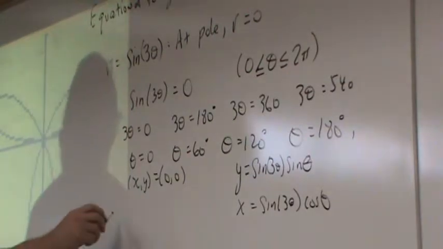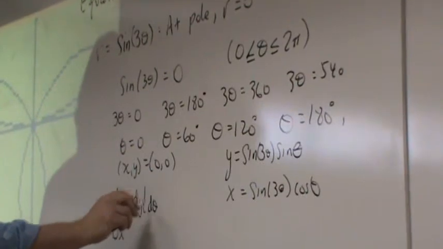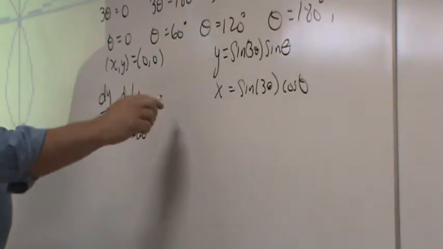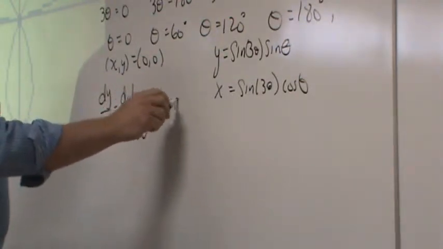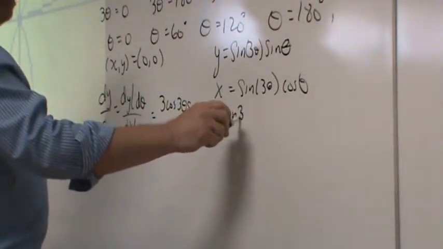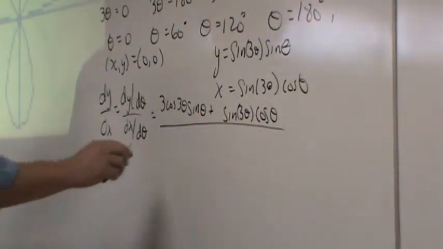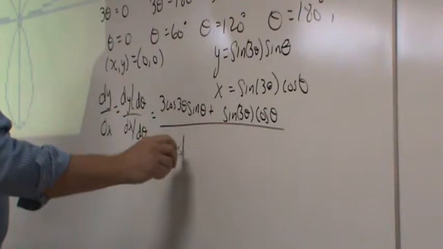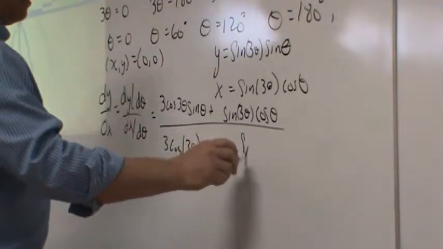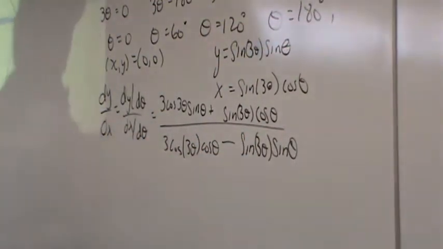Now I have to get my slope. dy/dx, which is dy/d theta over dx/d theta. And now I'm going to get the derivative of this, which is going to be 3 cosine 3 theta sine theta plus sine 3 theta cosine theta, over 3 cosine 3 theta cosine theta minus sine 3 theta sine theta. Okay? So I got my derivative.